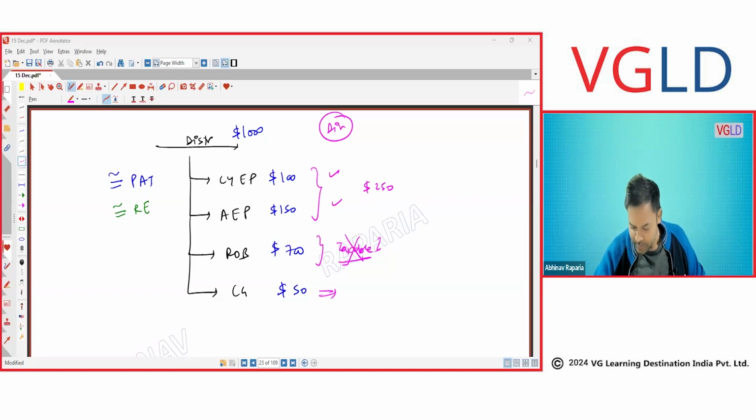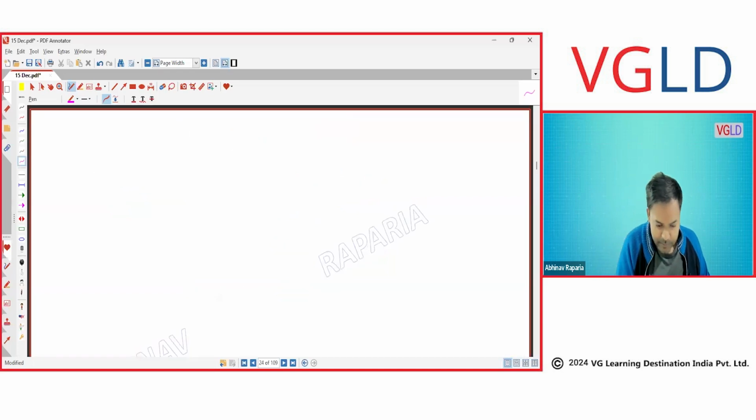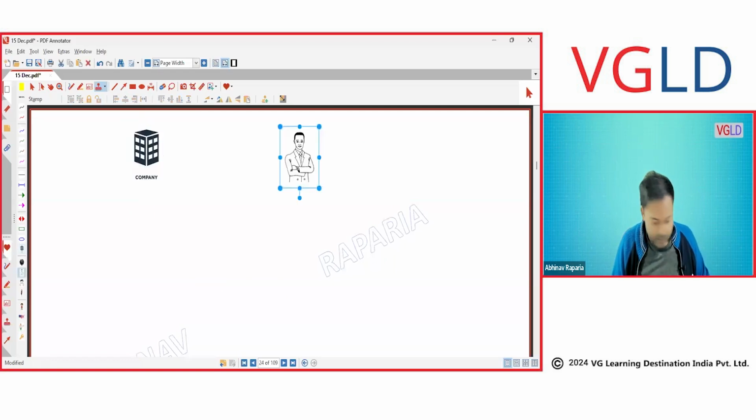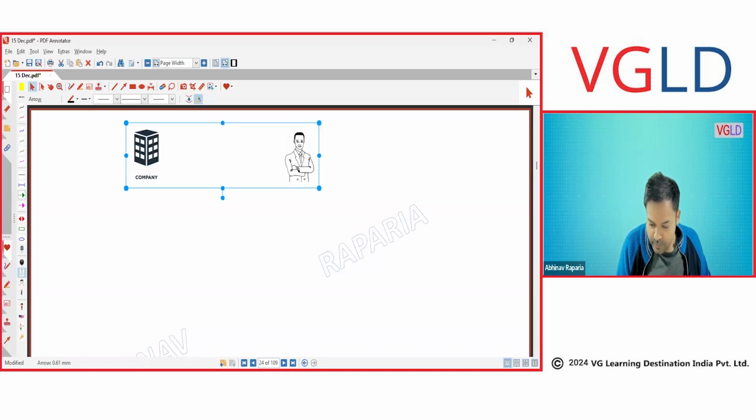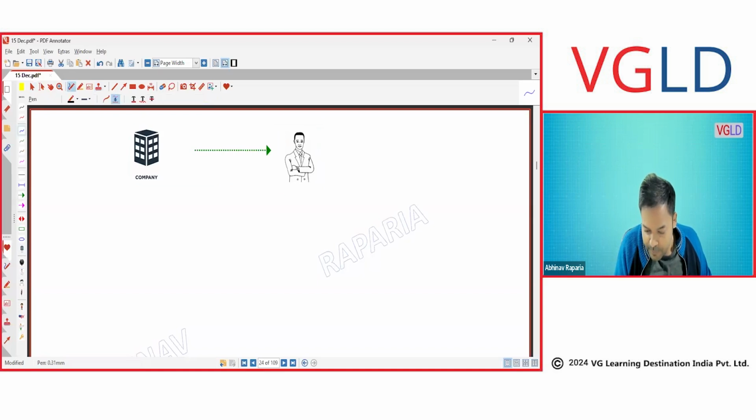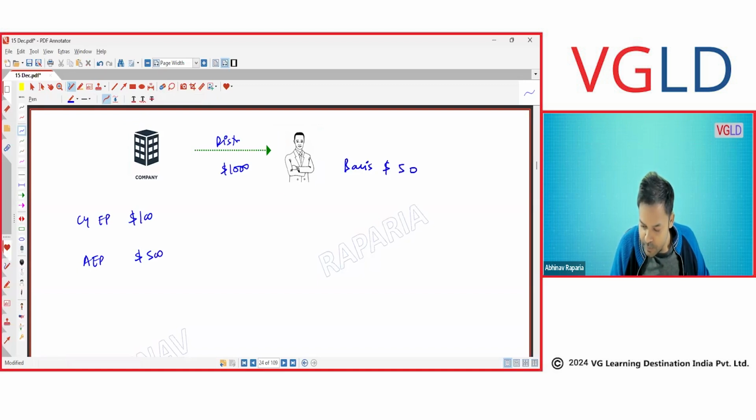Let's quickly try one question, whether you're getting this or not. Company is making the distribution to the shareholder. Company is making the distribution of, let's say, $1,000. Current year's earnings and profit is $100. Accumulated earnings and profit is $500. Shareholder is having the basis of $50. What is capital gains for me? Try.